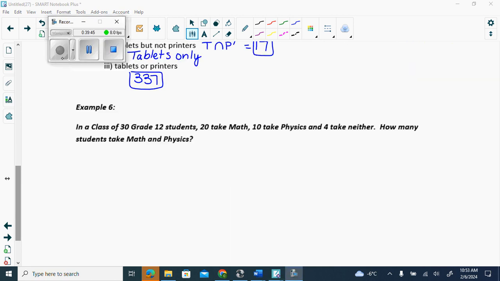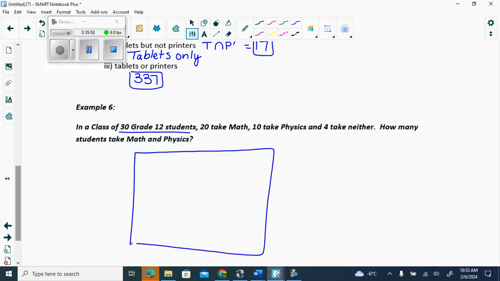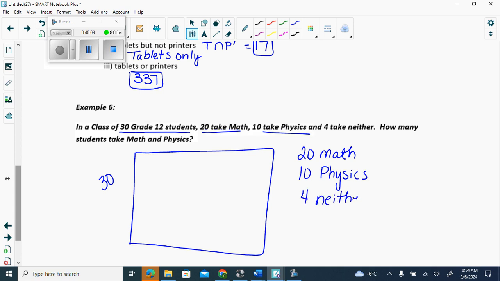So this one said in a class of 30 grade 12 students. So I know that I have a Venn diagram. That Venn diagram has 30 out here to remind myself that inside of that Venn diagram I should have 30. 20 take math. 10 take physics. 4 take neither. So we have 2 circles. We have math.